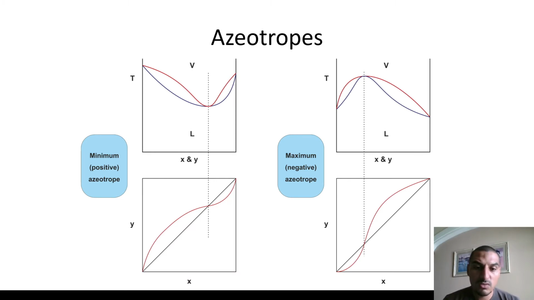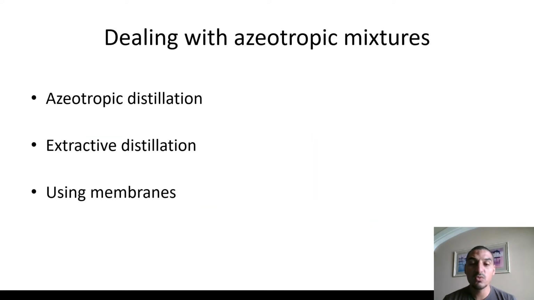So what I want to discuss now is how we deal with such cases. If I have an azeotropic mixture, how can we separate the components in such cases? There are three approaches which are the most famous approaches. There might be others that I don't know, but these are the three most famous approaches that I know of. The first is what we call azeotropic distillation. The second is extractive distillation, and the third is using membranes.